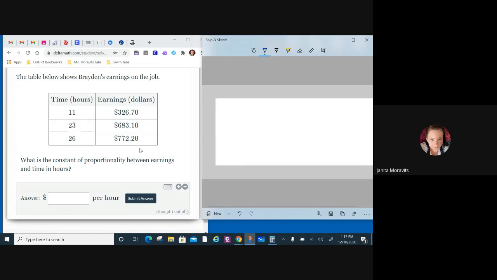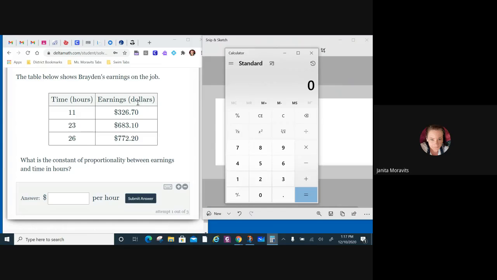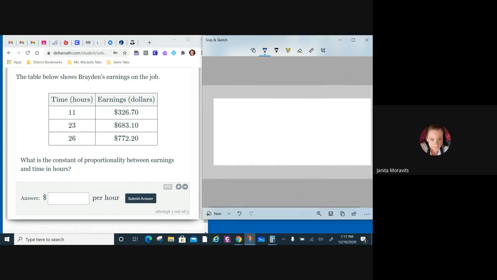Well, we could easily take any one of these, and I'll show you all three so that you'll see how it works. All right, $326.70, and we're going to divide that by 11 hours. Wait, that's not right. No, that was right, by 11. All right, so $29.70. So we're going to write that here.